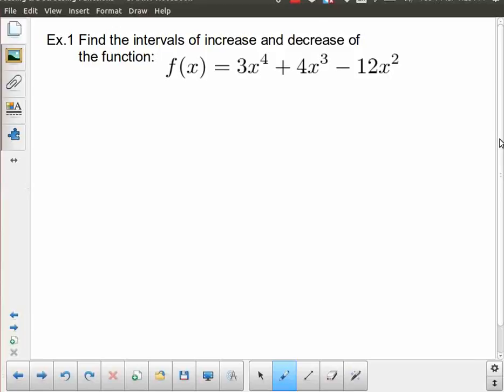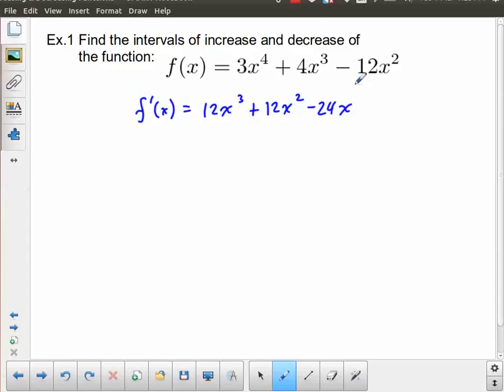Okay, so find the intervals of increase and decrease for this polynomial. The first thing we're going to do is take the derivative. So we end up with f prime of x is equal to, and this one's quite straightforward, we're just going to be using the power law on this one. So we end up with 12x cubed plus 12x squared minus 24x for the derivative.